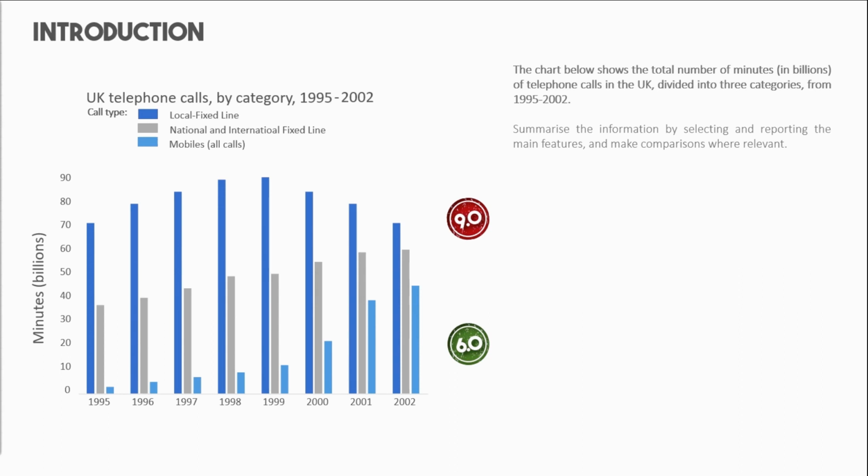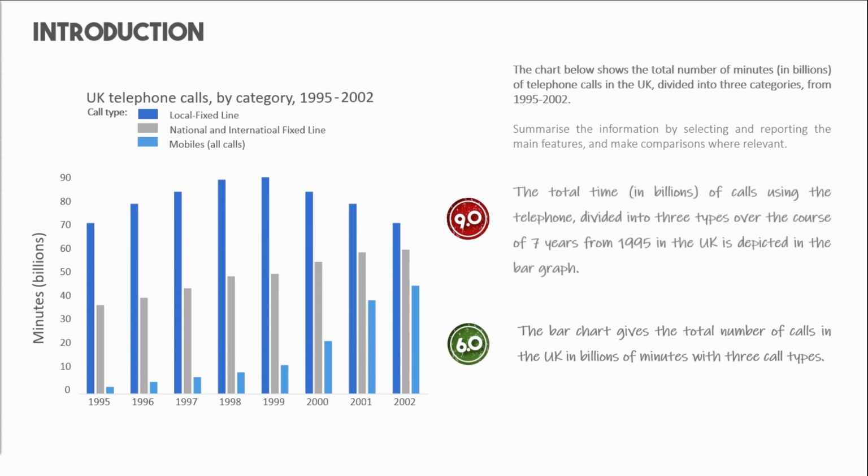So for the introduction, this is how we write it. This is the Band 6.0 example: The bar chart gives the total number of calls in the UK in billions of minutes with 3 call types. This is the Band 9.0 example: The total time in billions of calls using the telephone divided into 3 types over the course of 7 years from 1995 in the UK is depicted in the bar graph.